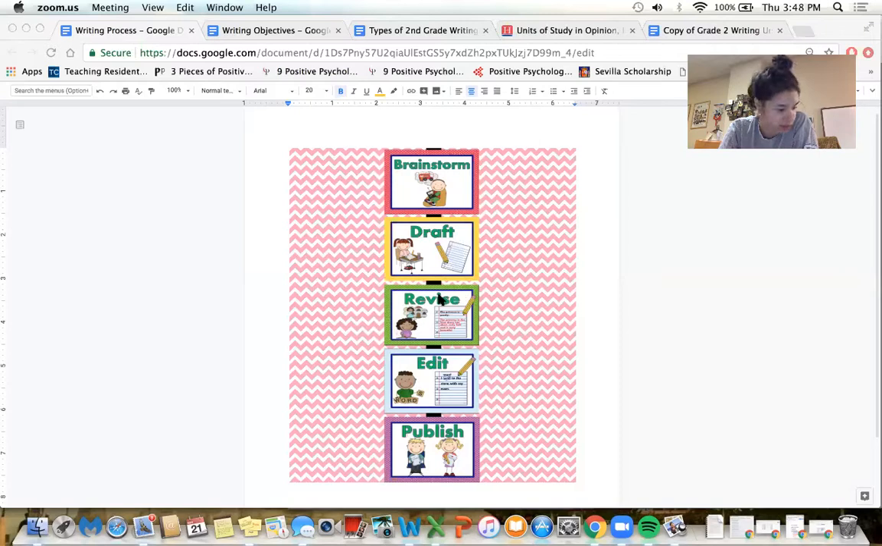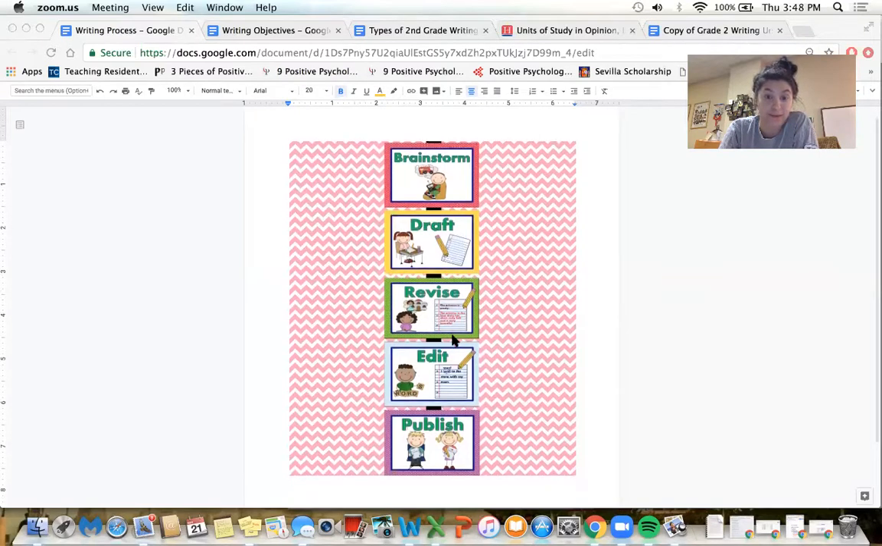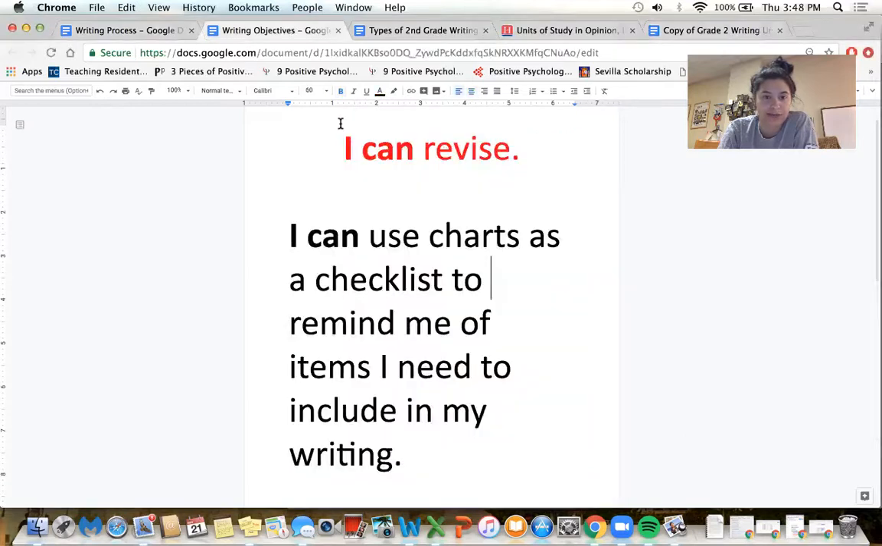Today, we're going to focus on revising. Revising is one of the most important points in the writing process because it's when we make our piece better, stronger, longer, more detailed. We're going to take some time revising because we really want our piece to be the best. We want it to be long. We want it to be second grade worthy, because we're almost going to third grade, so we want it to look as third grade as we can get it. Okay, so our goal today, we are in the revision.